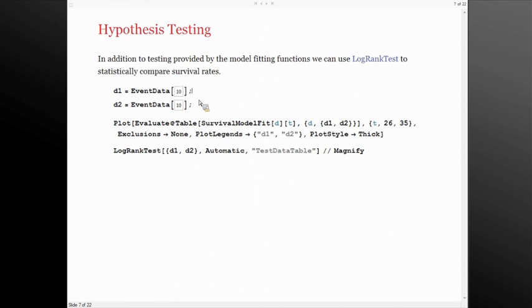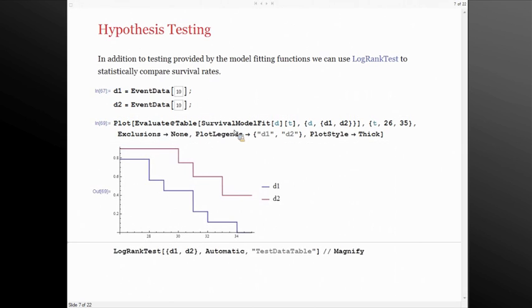So here I have a couple of EventData objects. Enter those into the system. I can see visually that the survival functions look different, but that's not a statistical measure. I might be interested in saying, okay, well, is that difference statistically significant? Well, that's where LogRankTest comes in. So here I'm going to perform a LogRankTest and produce a test data table. At the 5% level, I would say that there's a significant difference in the hazard rates for these two populations.